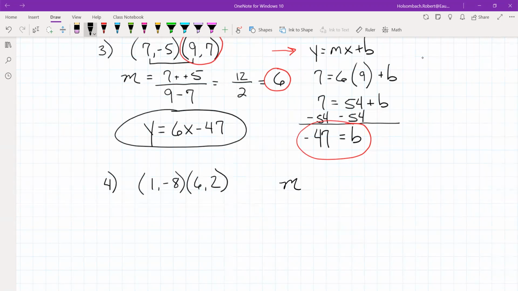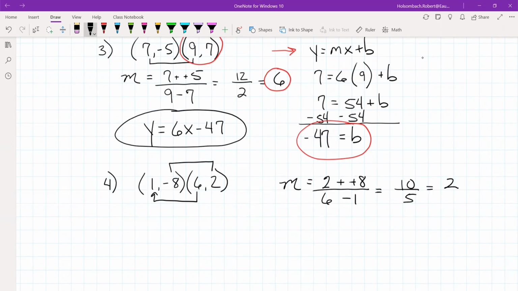So again, our m is equal to the y's, subtract the y's, y2 minus y1, so we get 2 minus -8. And then x sub 2 minus x sub 1, so 6 minus 1. In the numerator, we're going to keep change. We get a 10. The denominator, 6 minus 1 is 5. Our m is equal to 2.